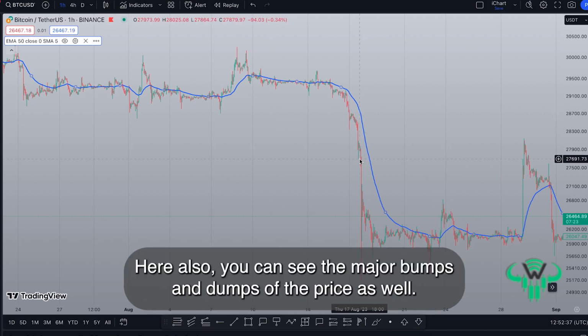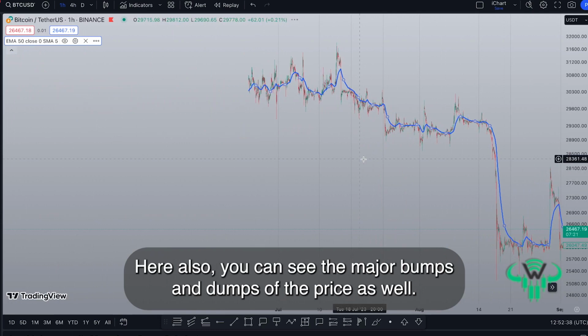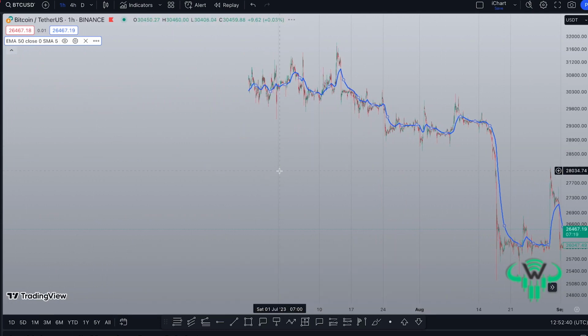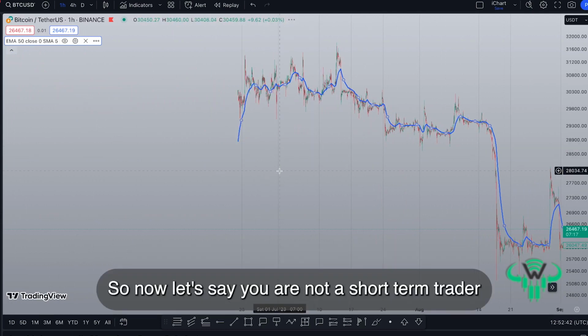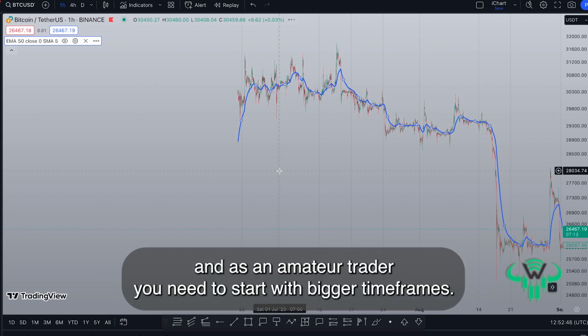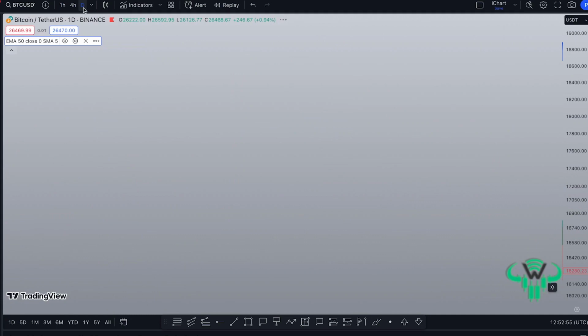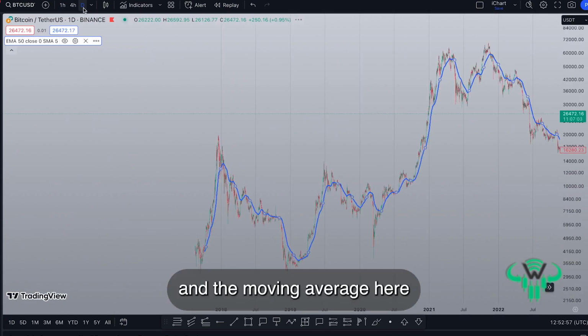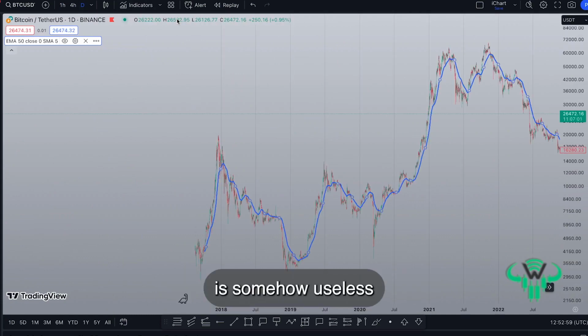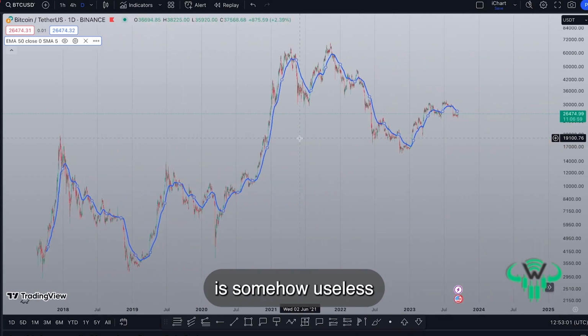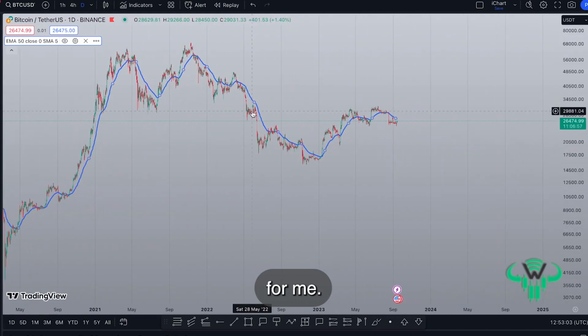Here also you can see the major bumps and dumps of the price as well. So now let's say you are not a short-term trader, and as an amateur trader, you need to start with bigger time frames. So I move my time frame to daily, and the moving average here is somehow useless for me, as you can see.